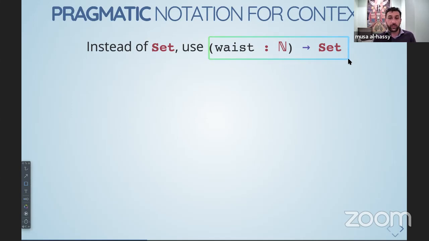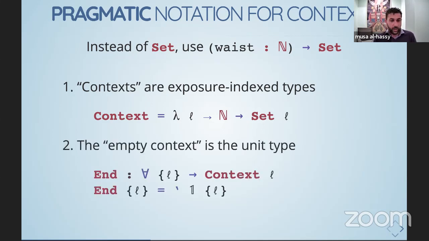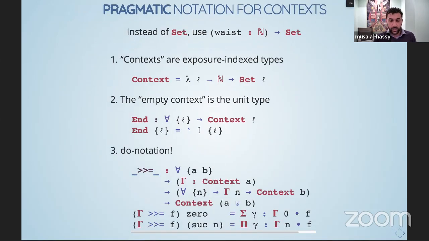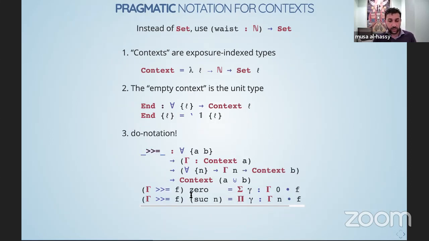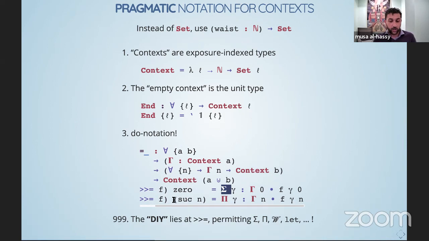So now we're moving to contexts, okay? So contexts are exposure index types, right? The empty context is the unit type, right? And to make it all look nice, we have do notation, right? The do notation right here says, you know what, when the waist is 0, we're at the body level, so make sigmas. When the waist is not 0, then we have a parameter, and so make a pi, right?